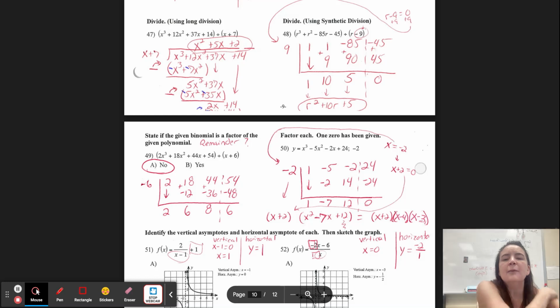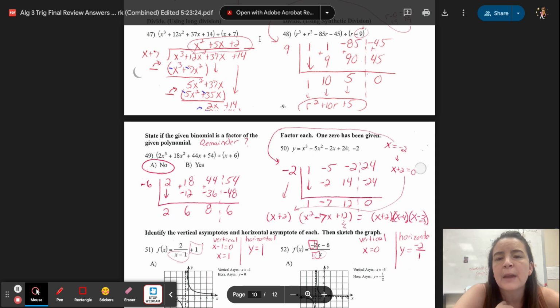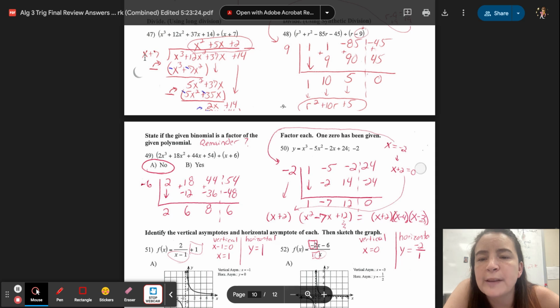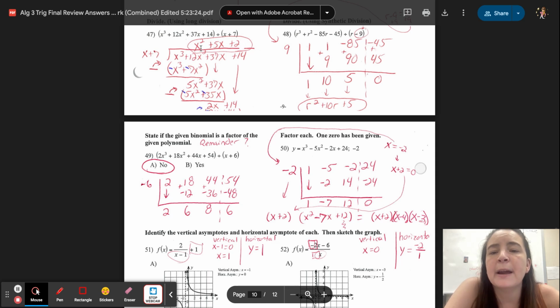For 47, we have to divide using long division. That's your big old long division bar there. And so we're going to just think process. We take a look at the first 2 terms, x and x to the third. What would I need to multiply x by to make it x to the third? Well, I would have to multiply it by x squared. So we multiply this expression by x squared, but we have to do the entire thing. So x squared times x gives me x to the third. x squared times 7 gives me 7x squared.